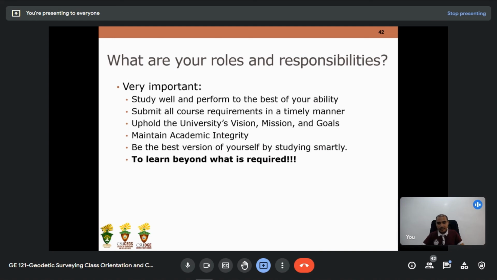Next is to submit all the course requirements in a timely manner. If the instructor gives an assignment or other assessment activities, you need to comply with all of those in order to pass. Next is to uphold the university's vision, mission, and goals. What you are doing is important, so it should fit in with the goals and mission of the university, to have quality education.